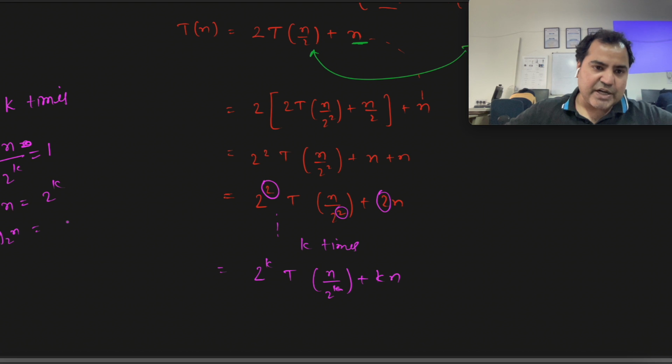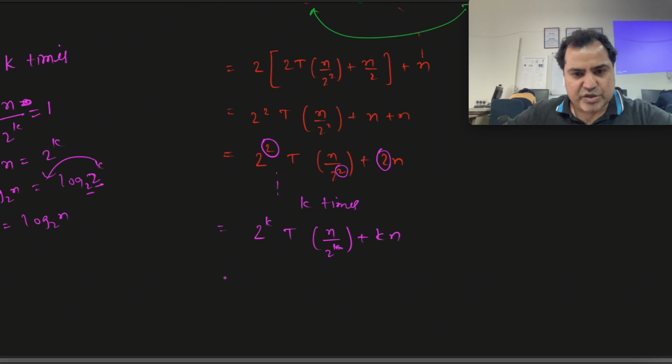it will look like this: 2 raised to power k, this k will move forward, so k will be, because base and argument are the same, this will take value as 1, k will be equal to log base 2 of n, right? Now I will replace this k with log n. So this is T of 1, plus k is log base 2 of n, and this n, right?